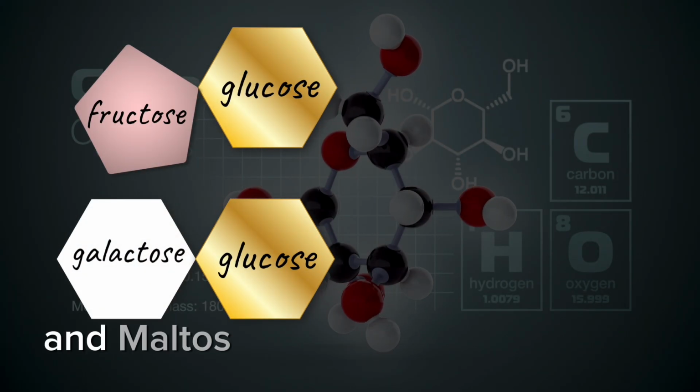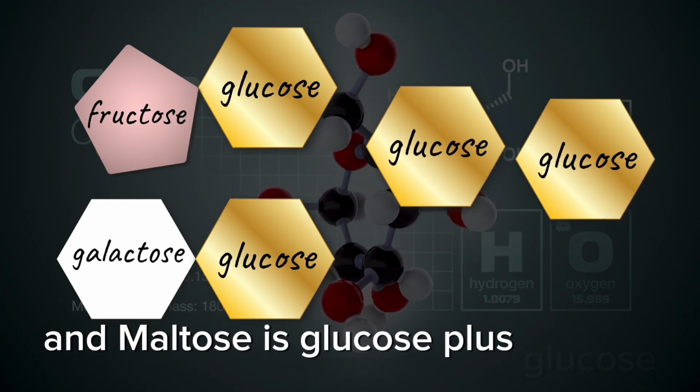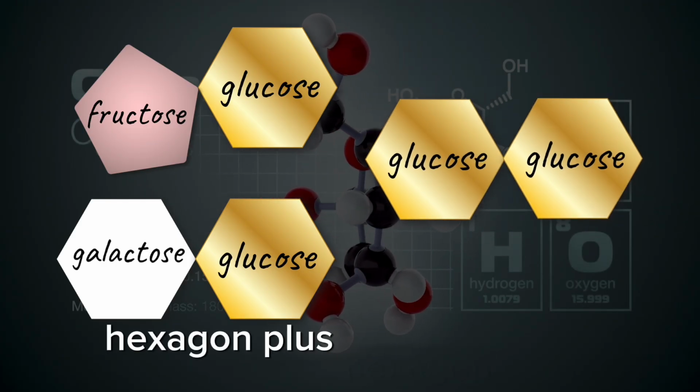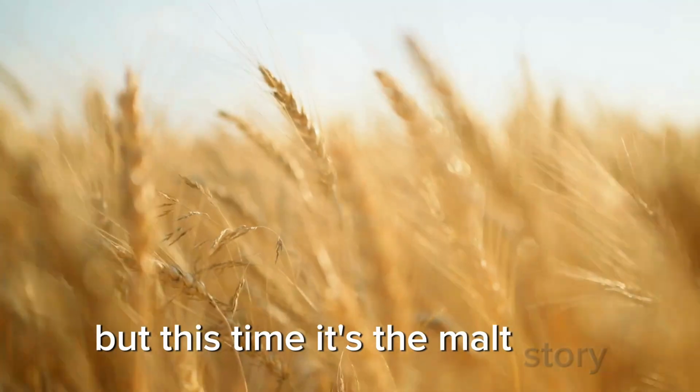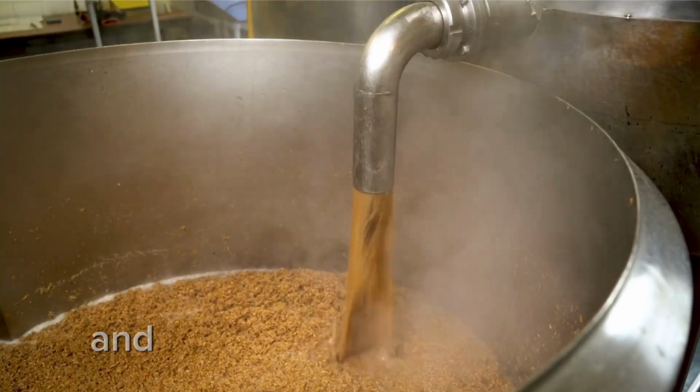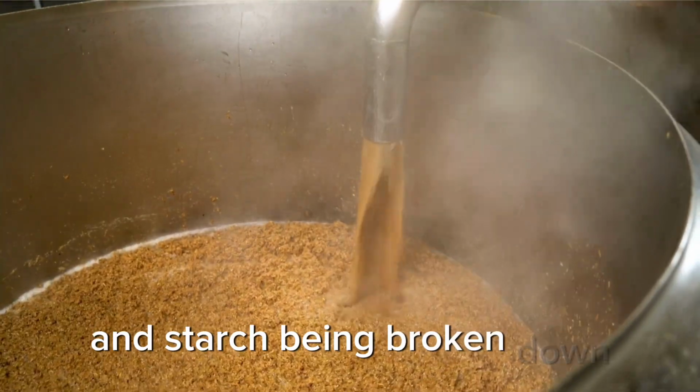And maltose is glucose plus glucose. Hexagon plus hexagon again. But this time it's the malt story. Grains, brewing and starch being broken down.